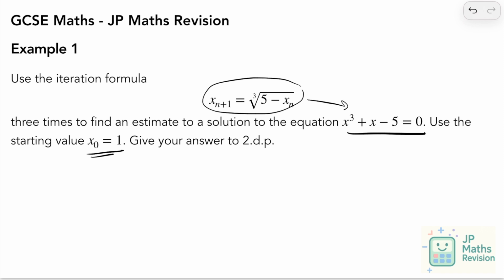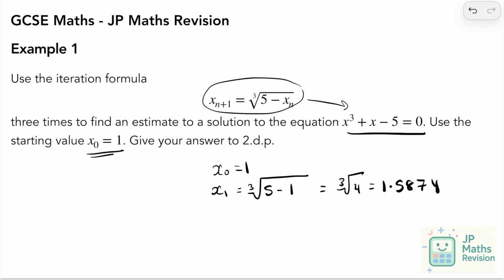The way we do it is we start off by defining x0 to be 1, because that's what they've told us to do. So when we find x1, we need to use x0 as our input. So it's going to be the cube root of 5 minus x0, which is 1. That's the cube root of 4, which is equal to 1.5874. Now to find x2, we input our previous value. So this time we're doing the cube root of 5 minus x1, which is 5 minus 1.5874. If we do that, we end up with 1.5055.